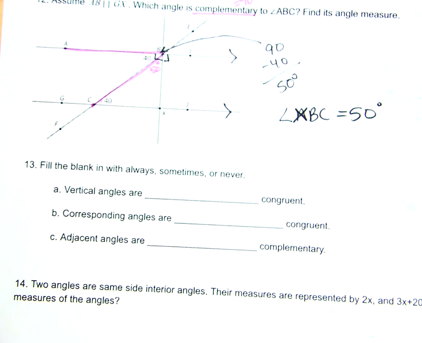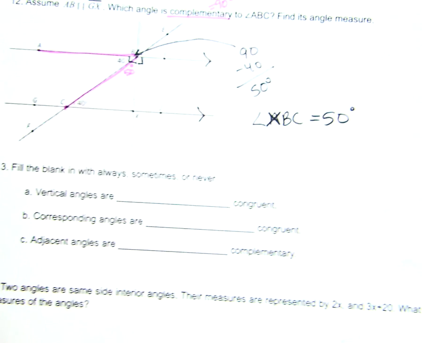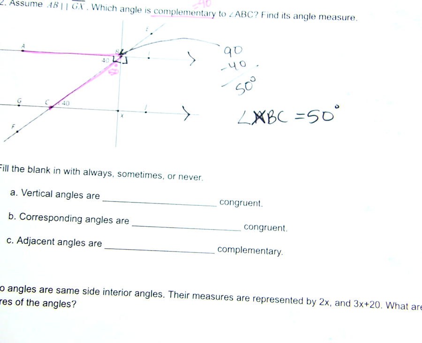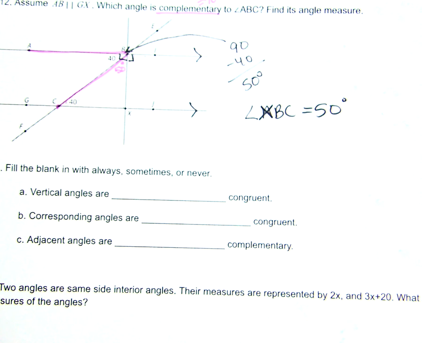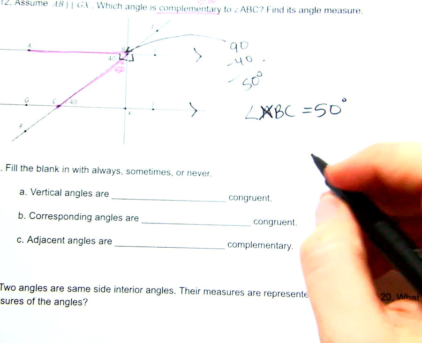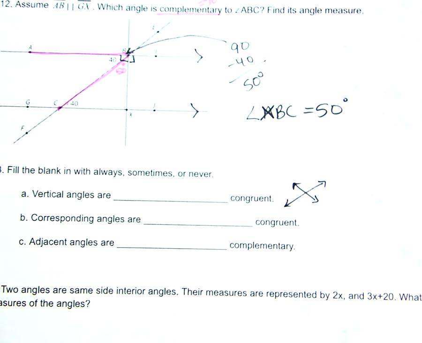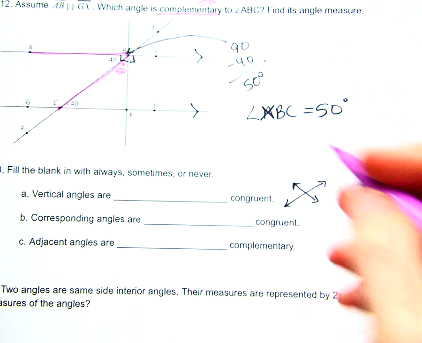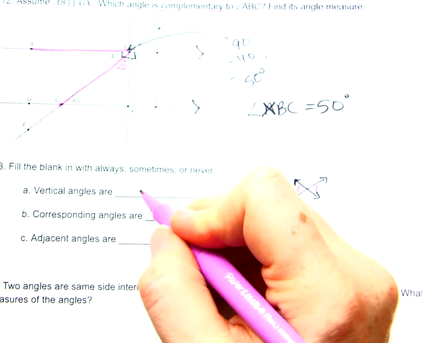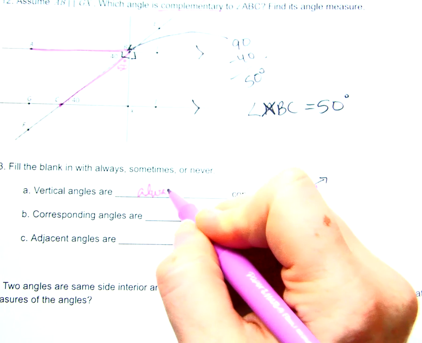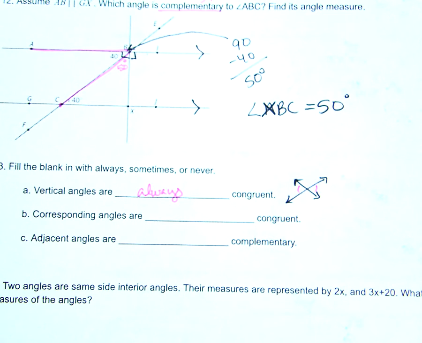13, fill in the blank, always, sometimes, never. Notice that I said nothing about parallel lines, so we have to be careful, okay? Vertical angles are congruent. Remember, if I have two intersecting lines, vertical angles are across from each other, and this is always true. Vertical angles are always congruent.